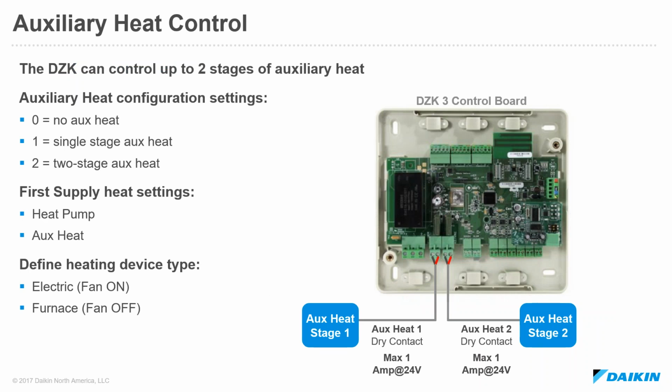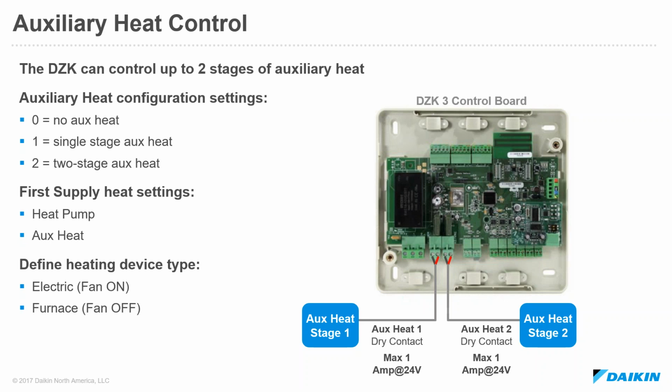So the DZK also incorporates auxiliary heat control logic. What we see here on the screen is an image of the PCB of the DZK. And you can see that there are two different auxiliary heat contact outputs. There's an auxiliary heat stage 1, there's an auxiliary heat stage 2. So this is something that's configurable within the advanced settings of the DZK. And we can essentially allow this to be configured as a 0 for no auxiliary heat. A 1 setting will equate to a single stage auxiliary heat. A 2 setting will correspond to 2 stages of auxiliary heat.